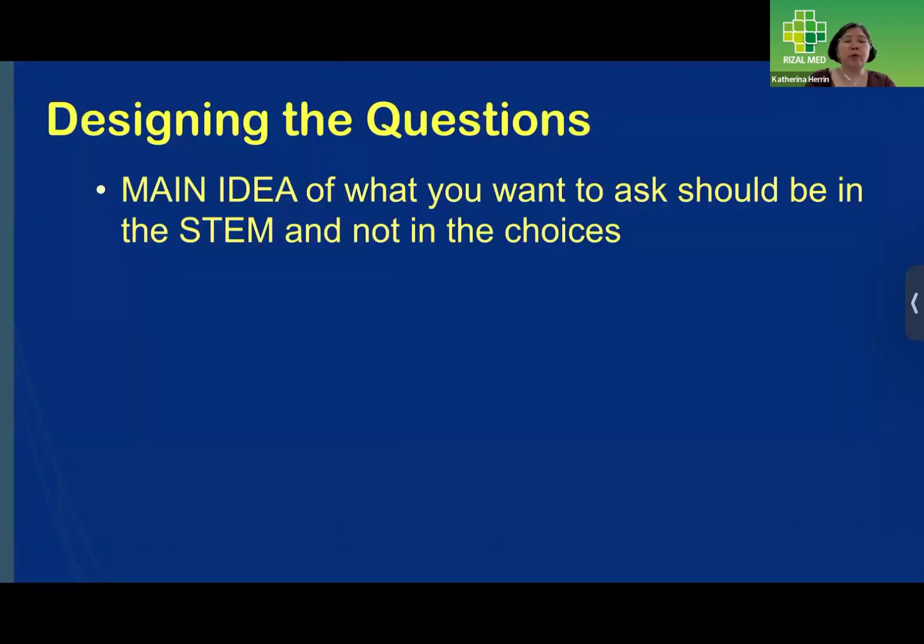Put most of the words in the stem instead of the choices. If you do this, then you will definitely put the main idea of your item in the stem instead of the choices. In a way, this goes hand in hand with the very first principle that I showed in the previous video, which is to stick to one principal concept or fact.